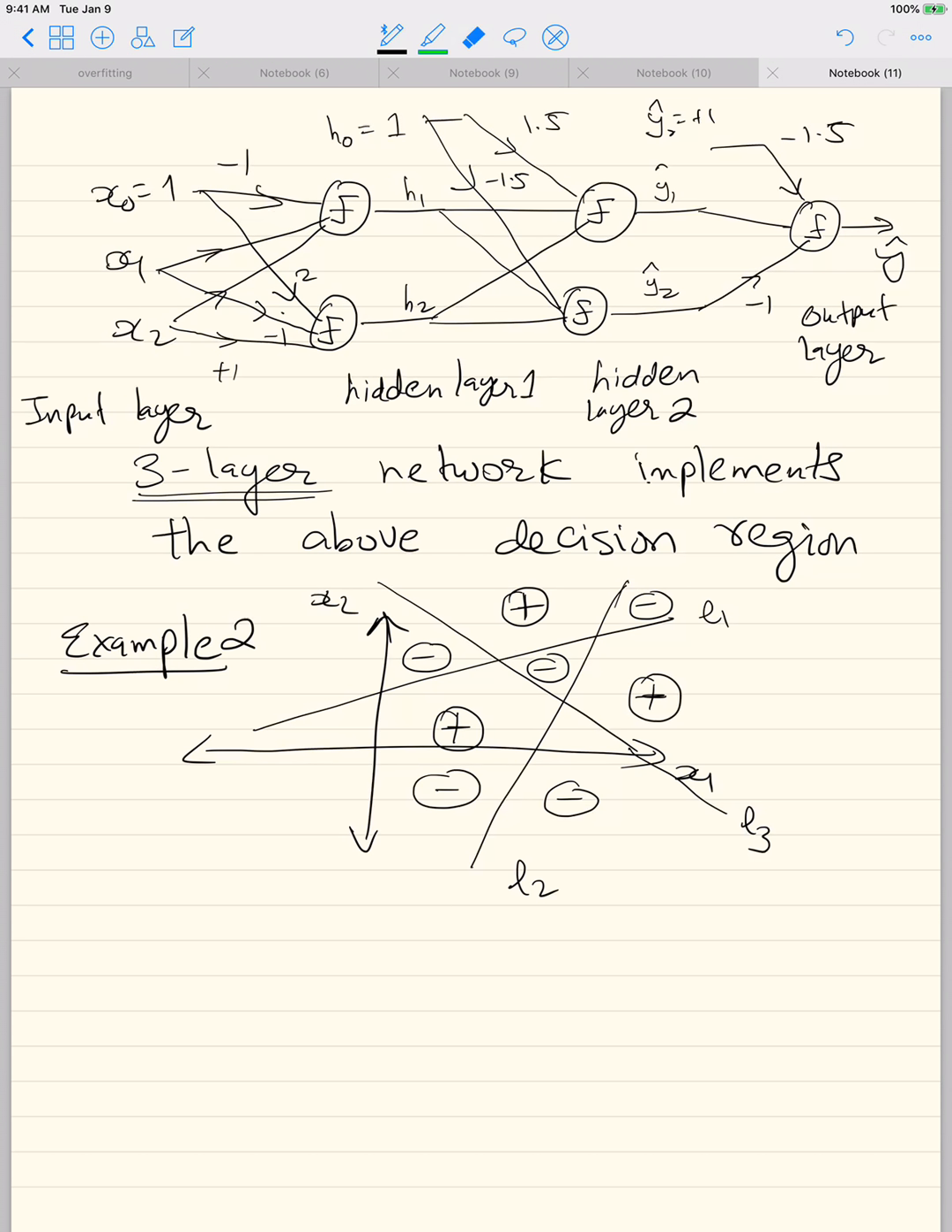So this is my mistake. This should not be there. Okay, so we want to implement this decision rule.